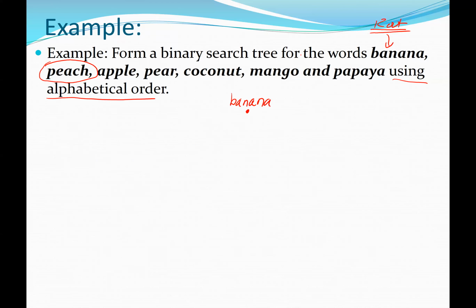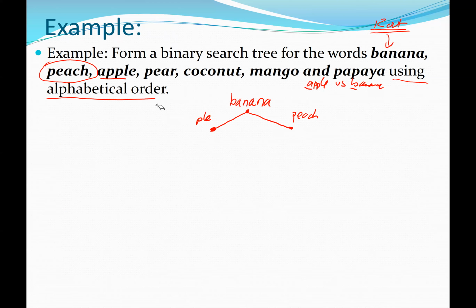So banana and peach. Peach is larger in alphabetical order compared to banana. Therefore, peach will be on the right-hand side of banana. Okay. So the larger item will be on the right-hand side. And next one is apple. So now you have apple versus banana, right? Apple, A before B, so apple will be on the left-hand side of banana.